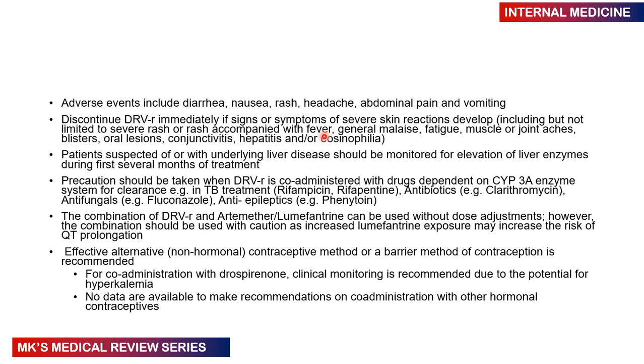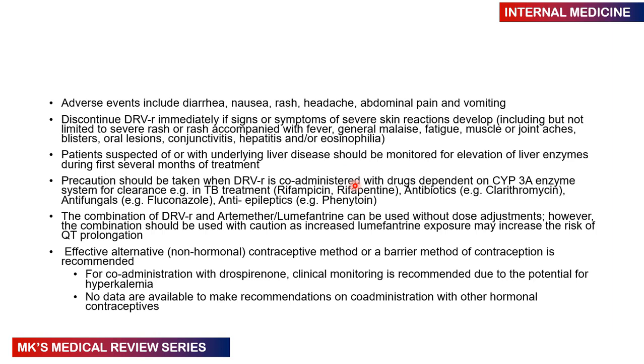Then, some precaution should be taken if you're giving drugs like Darunavir with drugs that are metabolized by the cytochrome P450 3A isoenzyme, because it's affected by this. So drugs like the TB drug rifampicin, antibiotics like clarithromycin, antifungals like fluconazole, antiepileptics like phenytoin. There is a drug-to-drug interaction that I also looked at in the previous lecture.